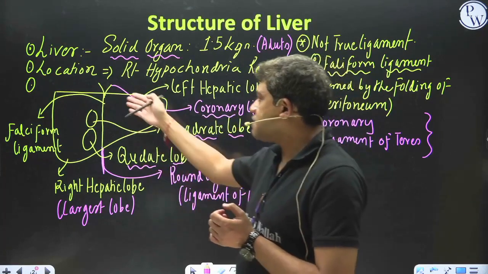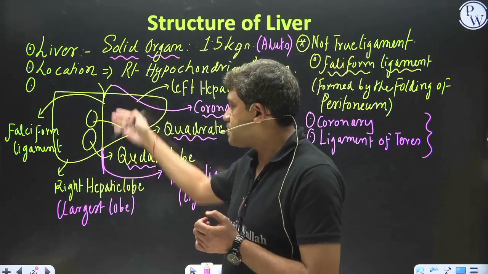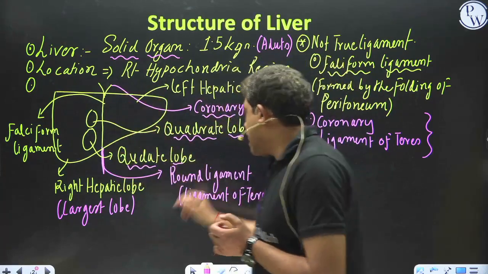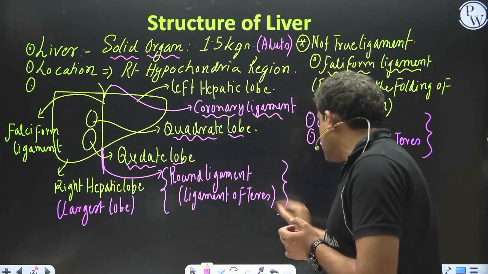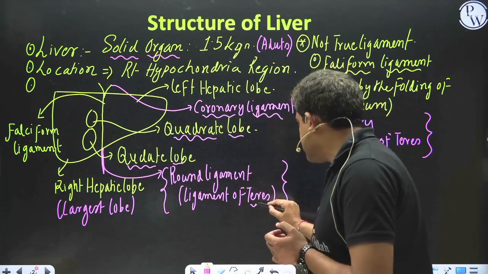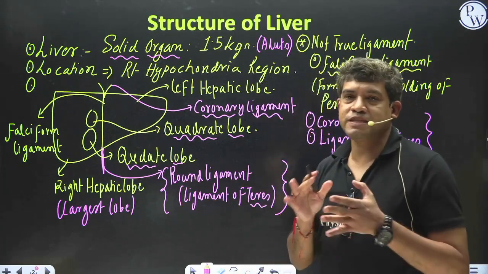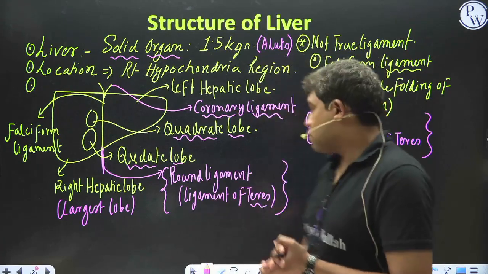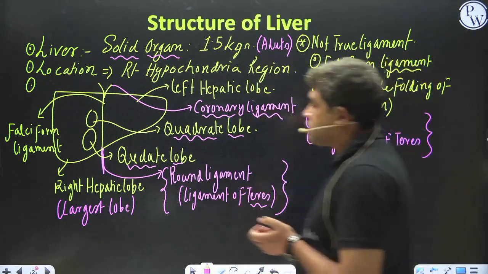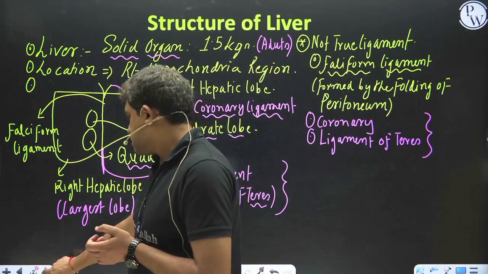And there is another extension of the same ligament that extends below, and it is termed a round ligament. The other name for this round ligament is the ligament of teres. So these are the basic structures that you need to know about the liver. Now I'll go to the next page. Let's see what is waiting for us.